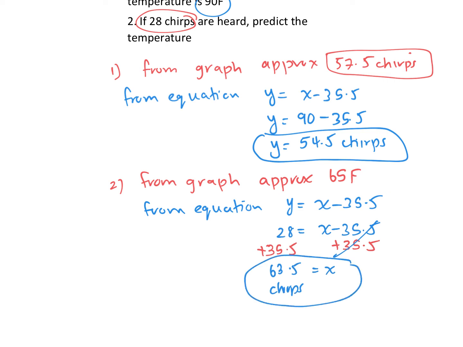So again, close. This one was 65 from the graph, and from the equation it was 63.5. So my graph is not always an exact science. The equation is more accurate. And in Unit 12-13, we are going to start to look at, well, how do we find the equation of that line? How do we find the rate of change and the starting amount?